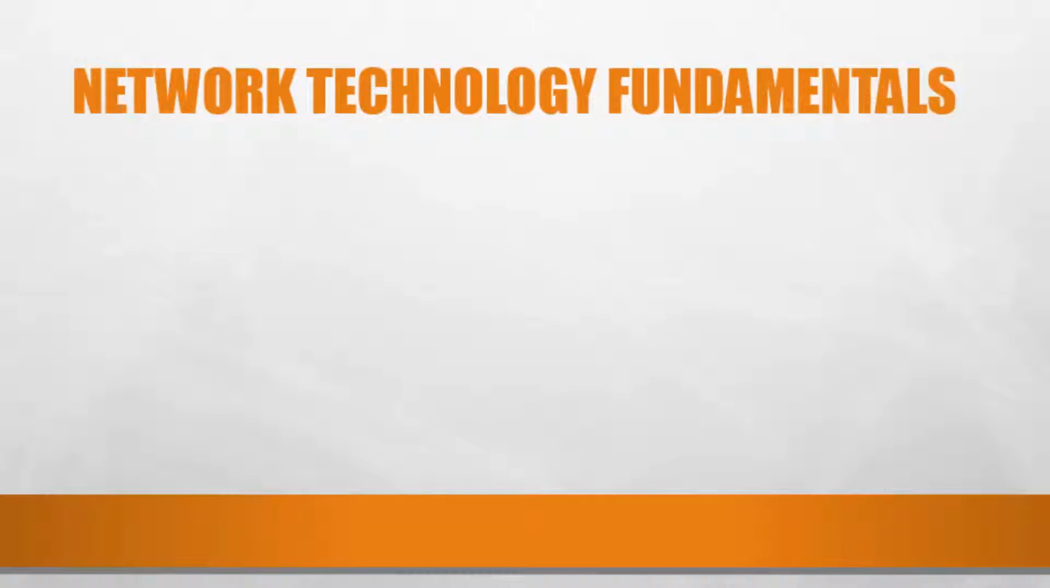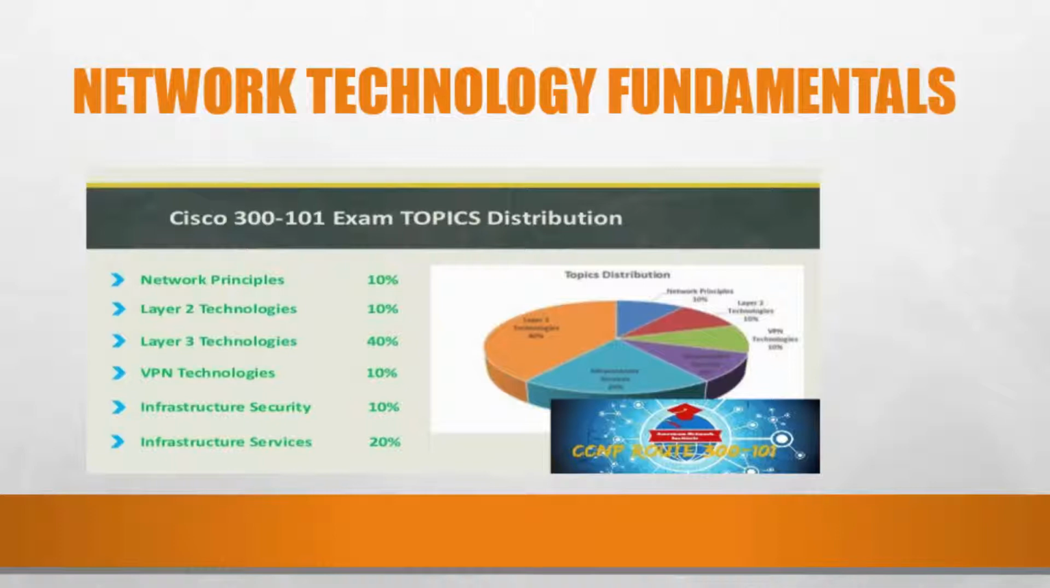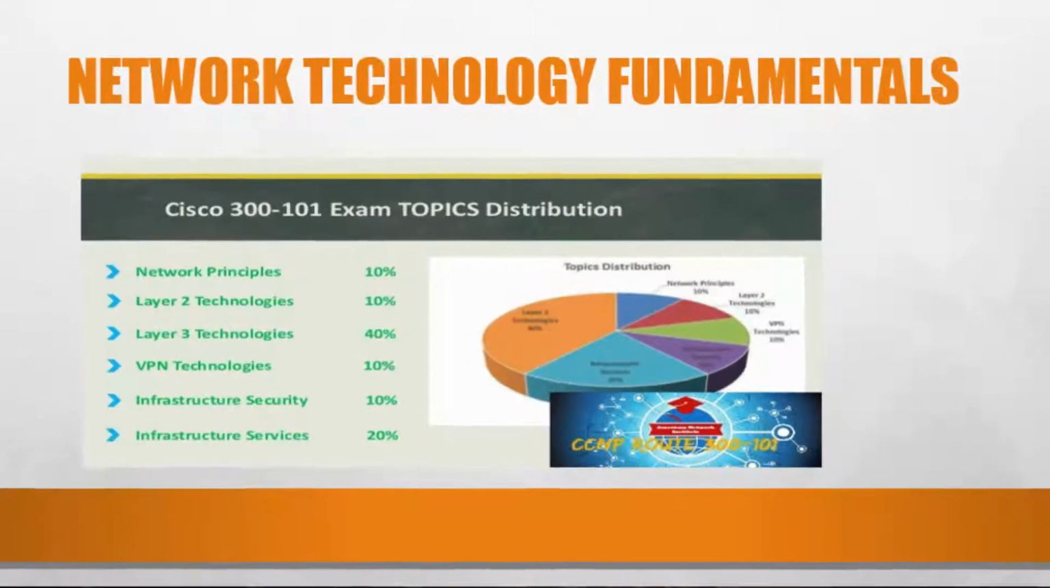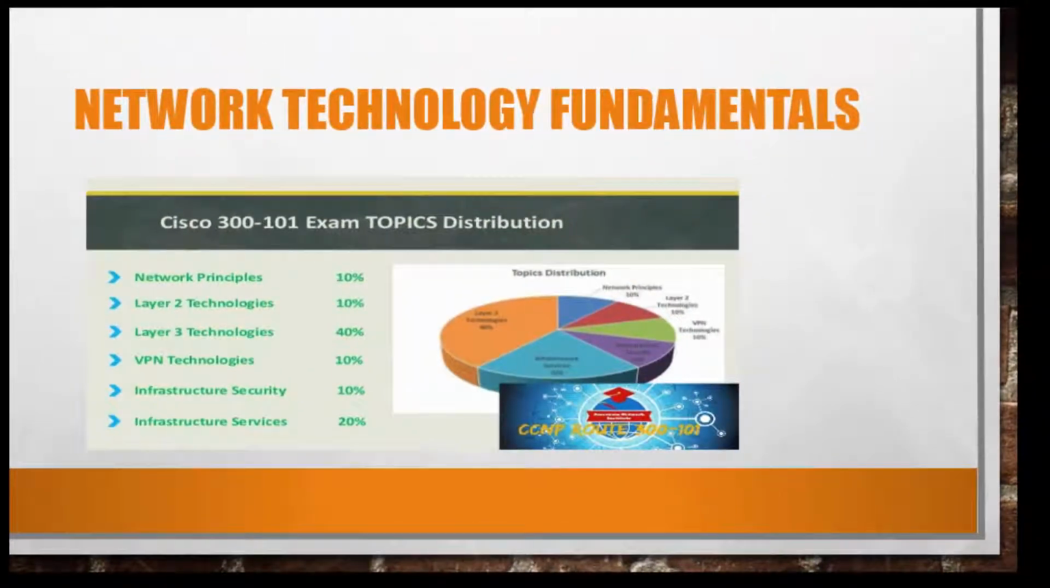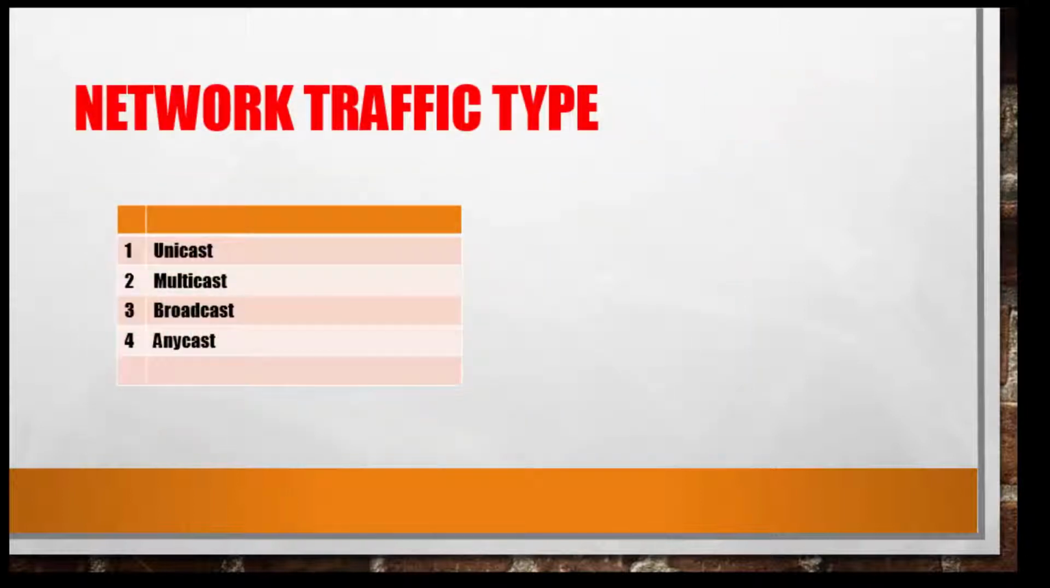Why is this network technology fundamentally important for you guys? It's going to be part of the network principles. It's going to be the base of everything that you're going to be doing. It's going to be affecting as well the layer 2 technologies and layer 3 technologies. We are basically talking about IPv4, IPv6, and the protocols that you're going to be using the most, especially in this class, OSPF and EIGRP.